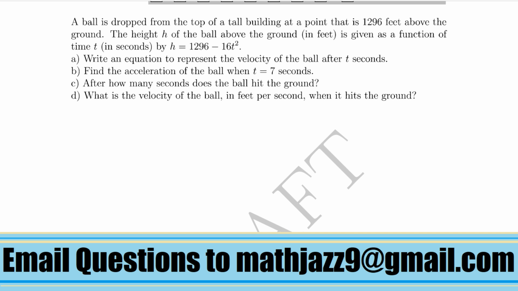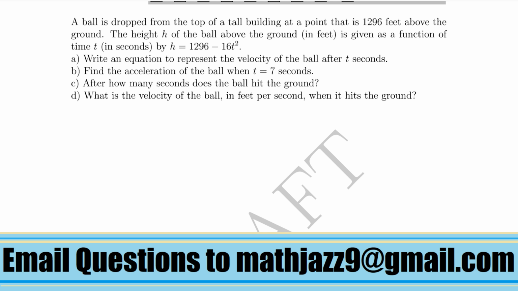So h of t equals 1296 minus 16t squared. The first thing we want to do is write an equation to represent velocity. Second thing we have to do is find acceleration at 7 seconds. Third thing we have to do, after how many seconds does the ball hit the ground?